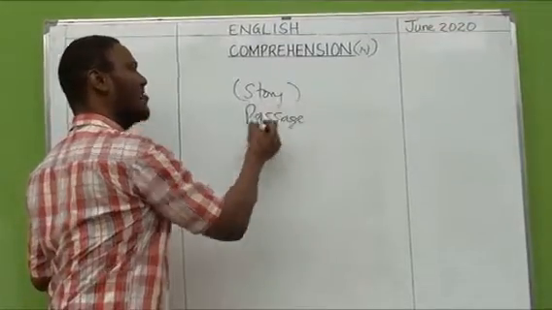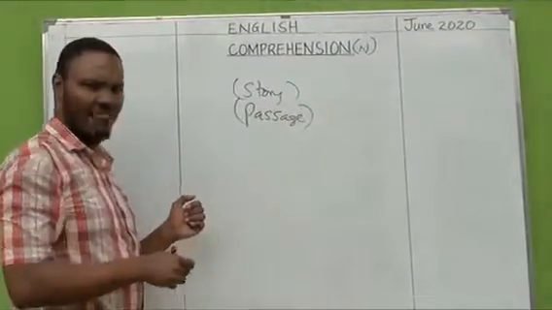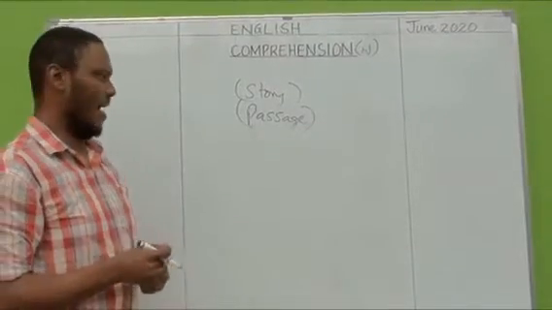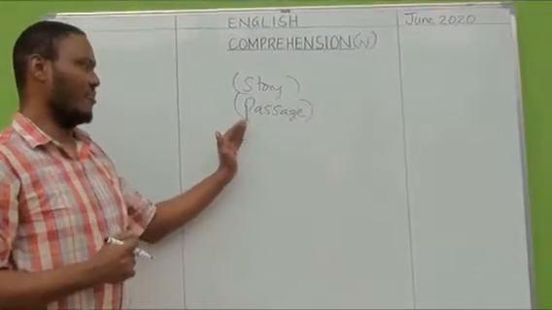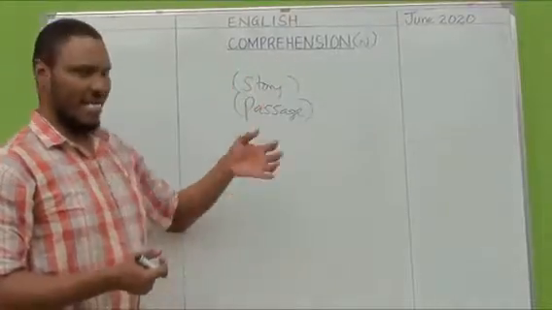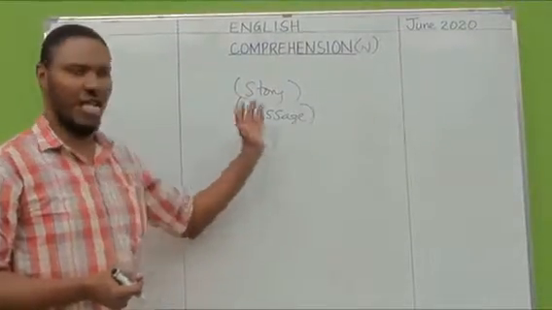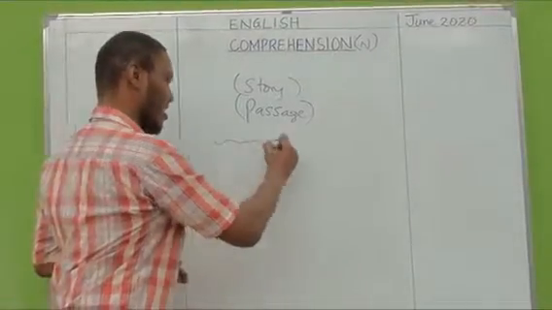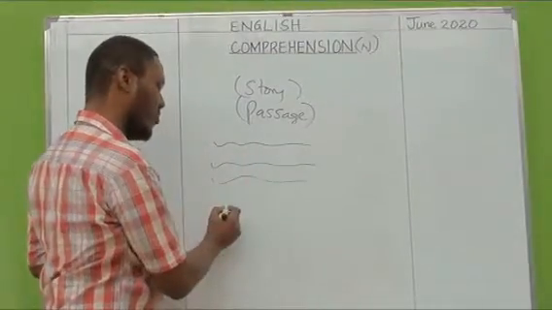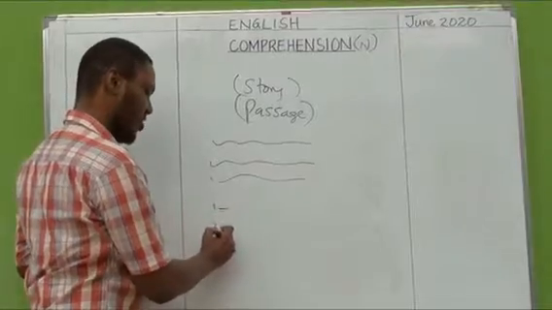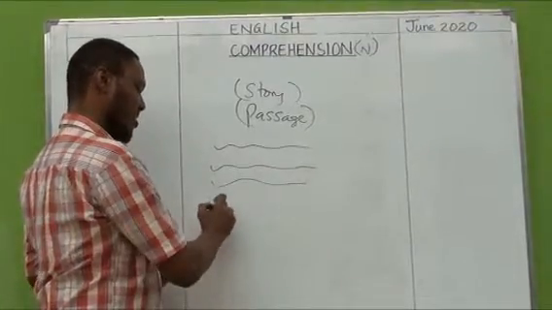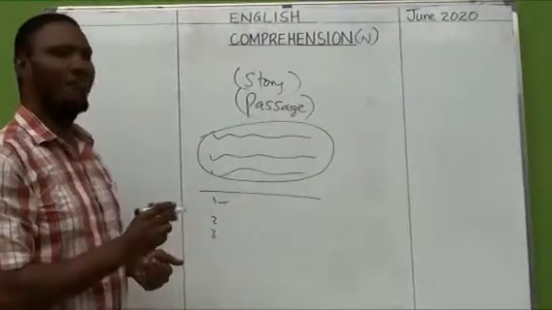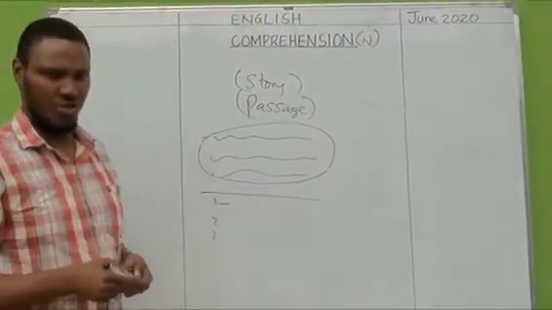And after the story, at the end of the story, we have questions. We may have 5 questions, 10 questions, relating to what you've read. Questions to check whether you have understood what you have read. So if this is a story, then you have questions. Question 1, question 2, question 3. So this is our passage, which is called the comprehension passage.